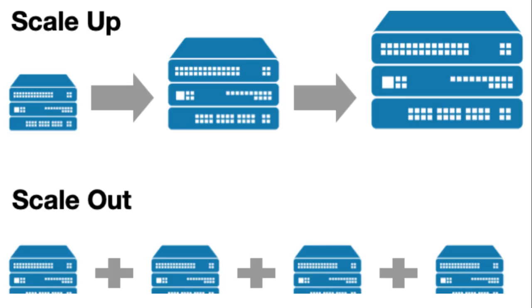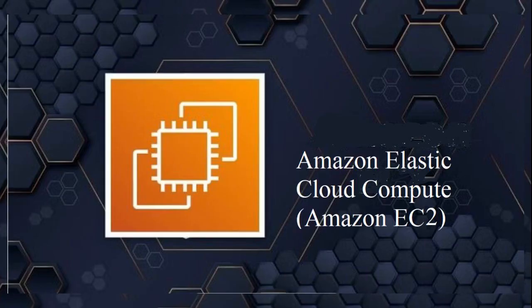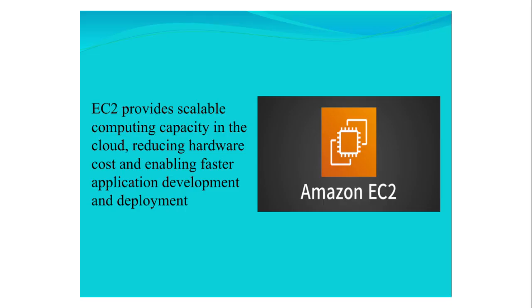Imagine you have access to an on-demand, flexible computer that you can scale up or down whenever your needs change, without having to invest in physical hardware. That's exactly what Amazon Elastic Compute Cloud, Amazon EC2, offers. Part of the Amazon Web Services, AWS, suite, EC2 provides scalable computing capacity in the cloud, reducing hardware costs and enabling faster application development and deployment.